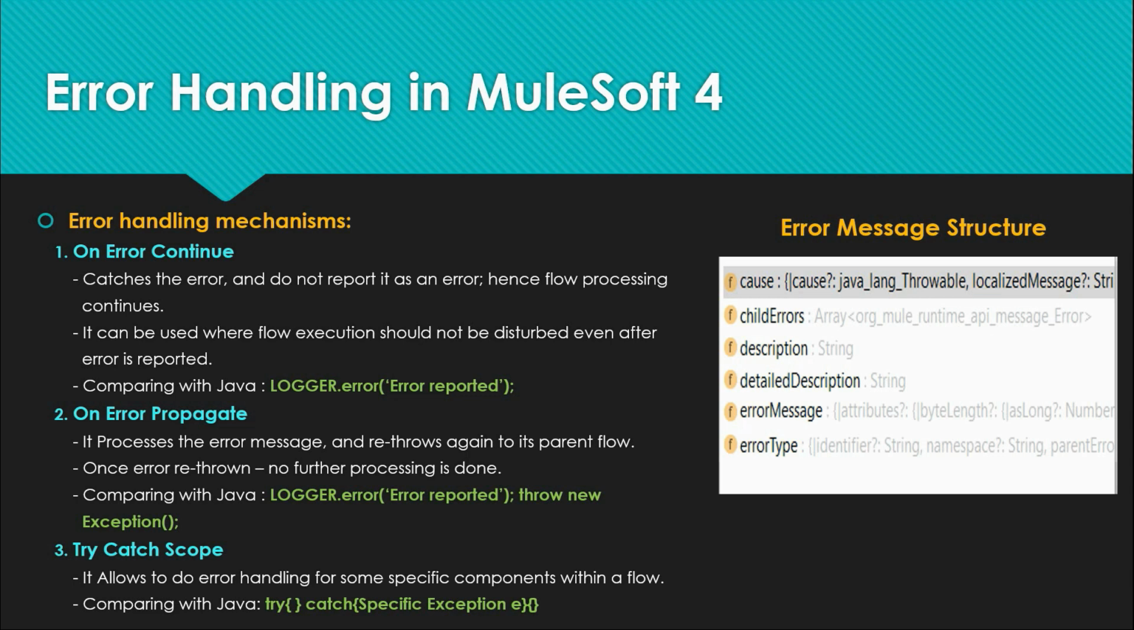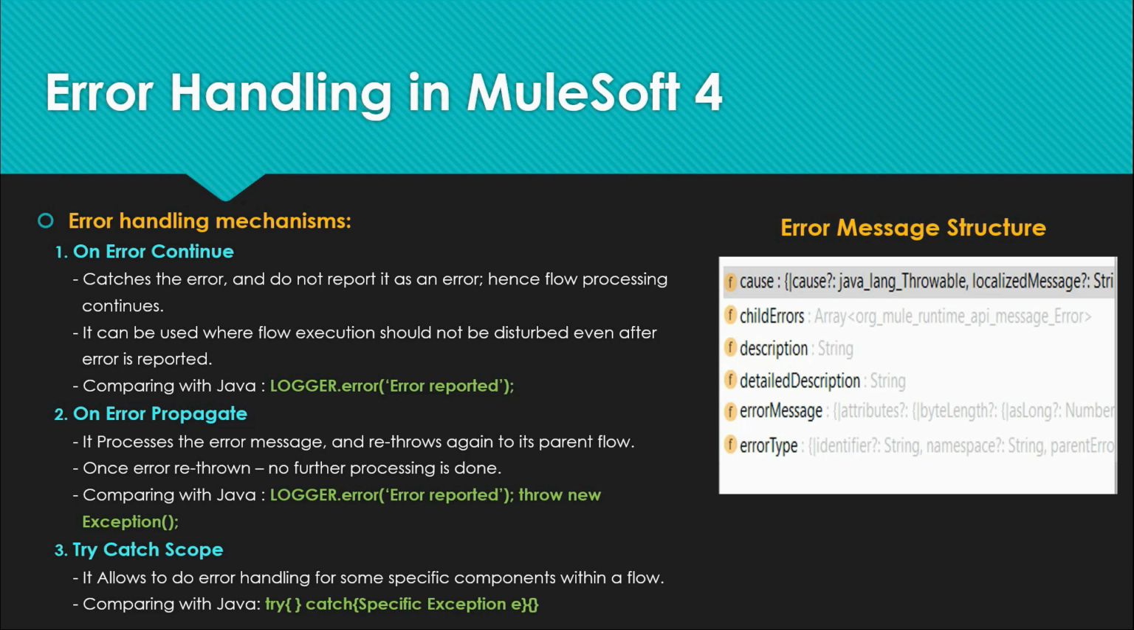Now if you see on the right-hand side, there is a Mule error message structure given with some parameters inside it. Like the cause, which is nothing but the underlying Java throwable that resulted in the failure. Another one is the description of the problem. Then we have the error message, which is used to include a proper Mule message regarding the problem. It's an optional one. Then we have a type that is used to characterize the problem.